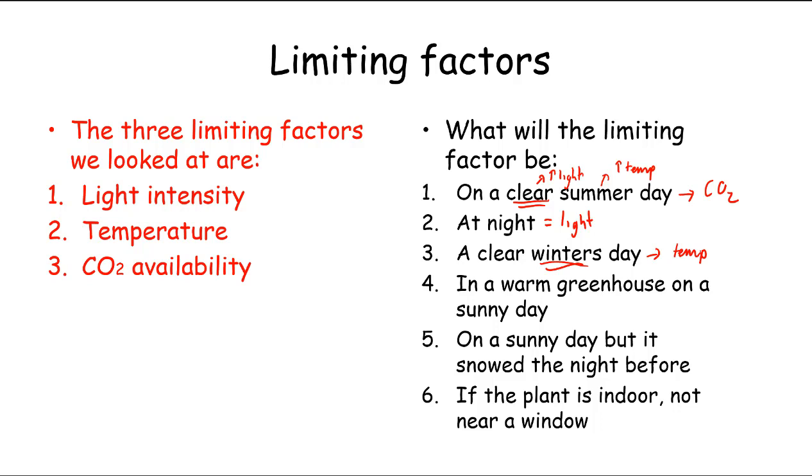A warm greenhouse on a sunny day, so sunny, so there's a high light intensity. It's warm, so there's a high temperature, so it's probably going to be carbon dioxide. On a sunny day, but it snowed the night before, so it's sunny, but it snowed, so that might be temperature. Depending on how much snow there was, it might block the light getting to the plant, so it could also be light, but it's probably most likely to be temperature if it's snowing.